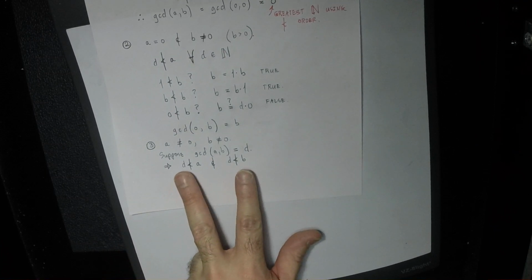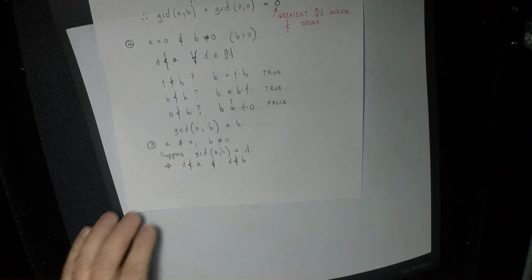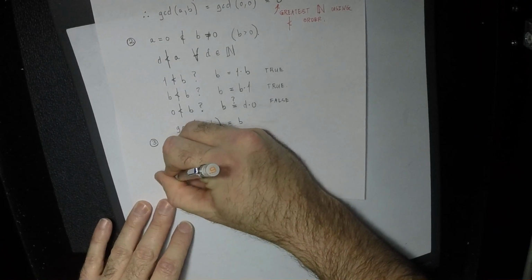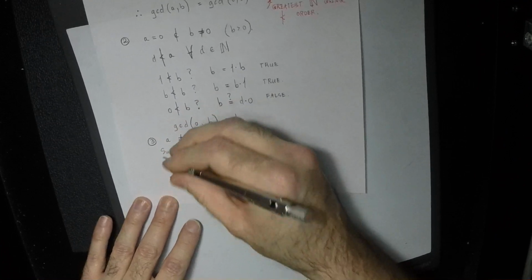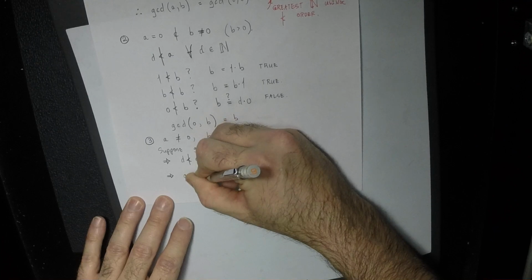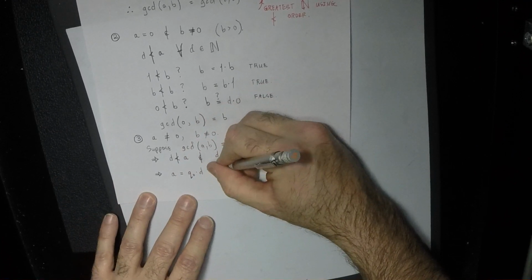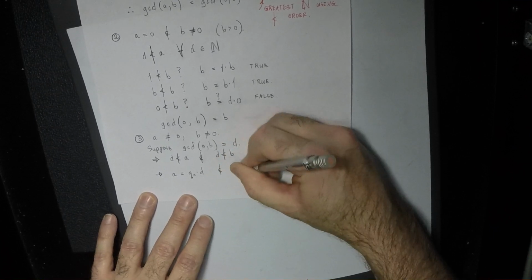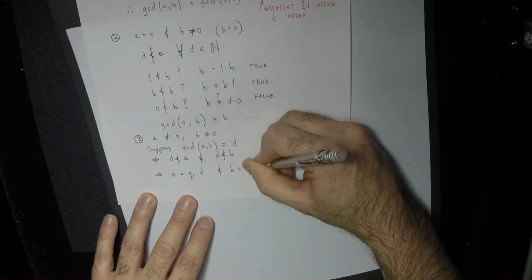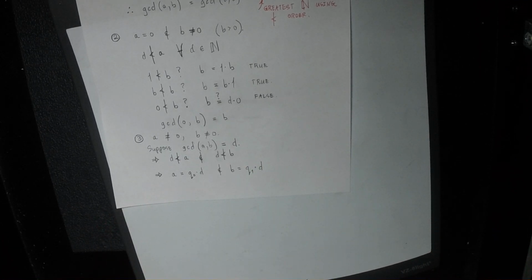But now let's write down the equations that this implies. So that would mean that A is equal to some Q0 multiplied by D, and B is equal to some Q1 multiplied by D. That is to say, both A and B can be divided by D.